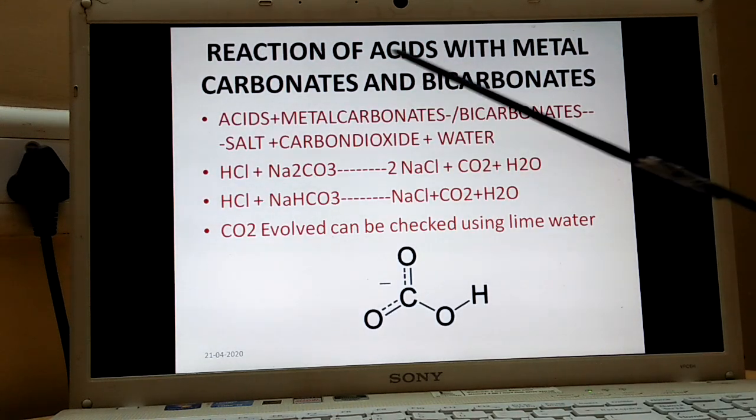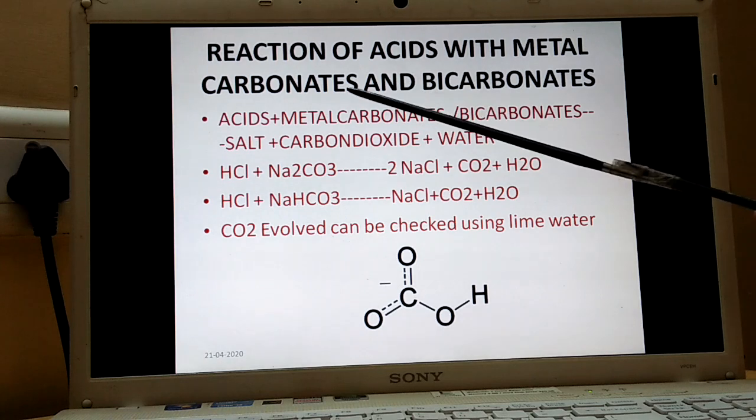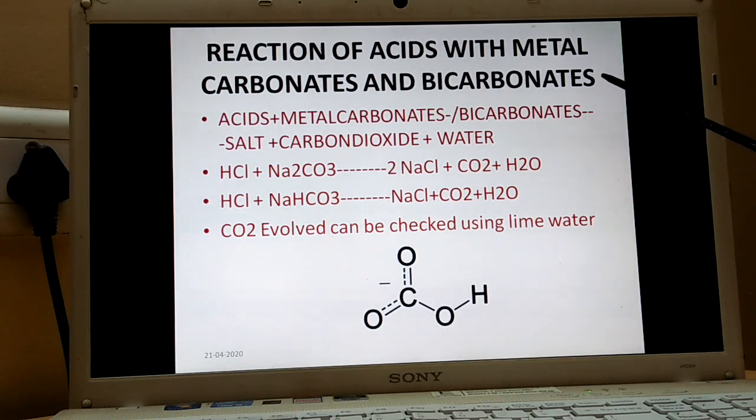Now next is the reaction of acids with metal carbonates and bicarbonates. You must be aware of carbonates and bicarbonates. Bicarbonates we are using in our kitchen also, that is sodium bicarbonate, which is also known as baking powder, which we are adding into different dishes. So it can be added while making the cake also.